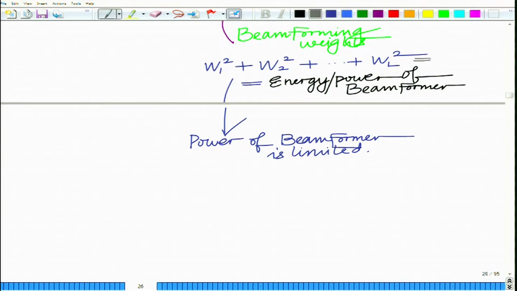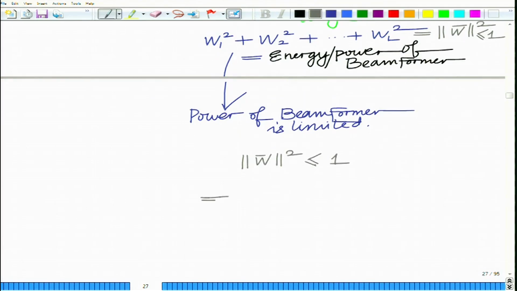Now, if you look at this, this is nothing but norm of W bar square. Typically, this is set less than or equal to unity. So, we have the constraint norm of W bar square less than or equal to unity, which implies that norm of W bar has to be less than or equal to unity, and this is nothing but a norm ball constraint.